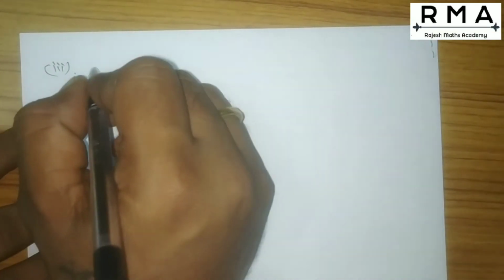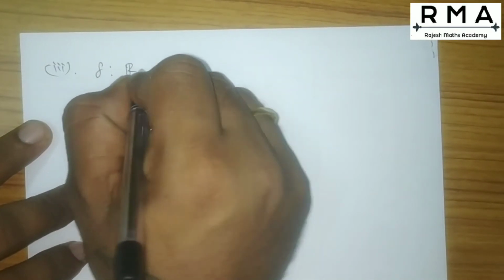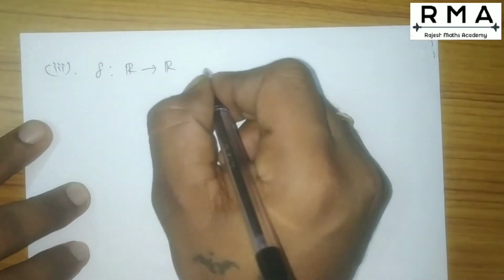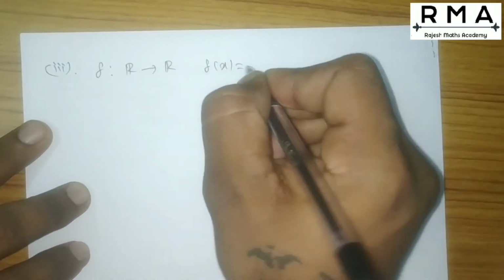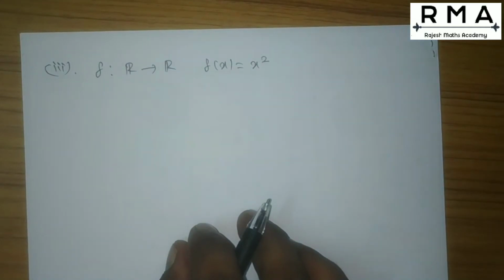Question number 3. Here a different domain is given. What is the domain? f is a function from real numbers to real numbers defined by f of x equal to x square. Clear? So whether this function is 1-1 or not, we are going to prove.